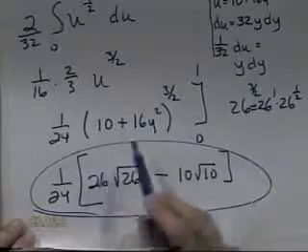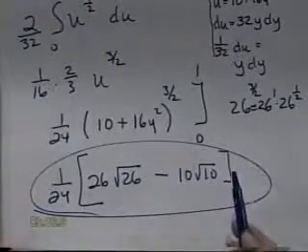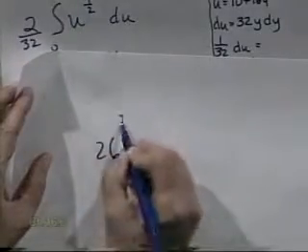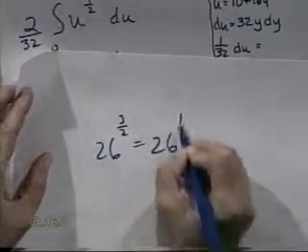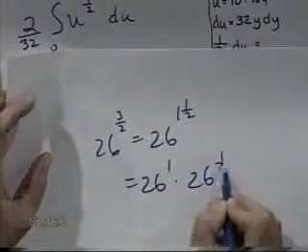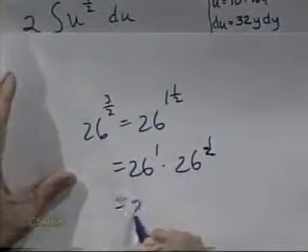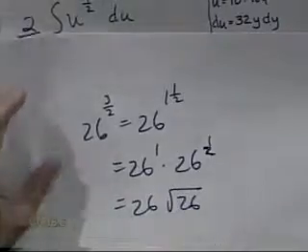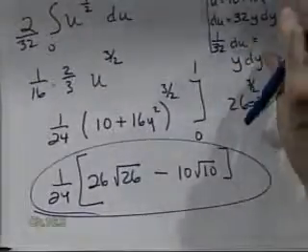Everybody okay with what I did here with 26 to the 3/2? We're okay? What I did is I had 26 to the 3/2, which is 26 to the 1st times 26 to the 1/2, which is 26 times root 26. And the same thing with the 10 to the 3/2.